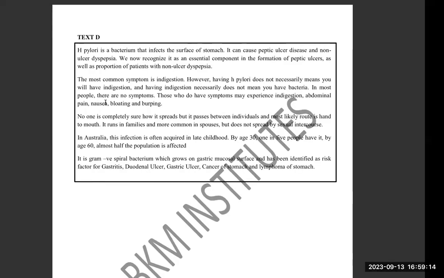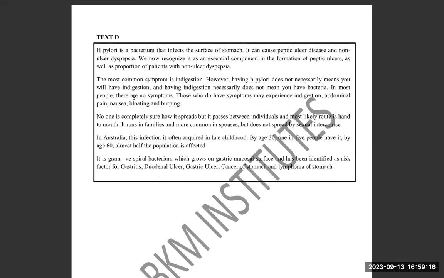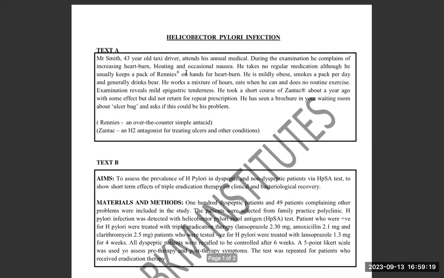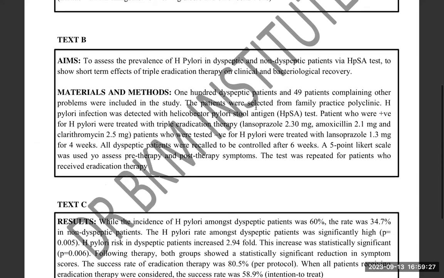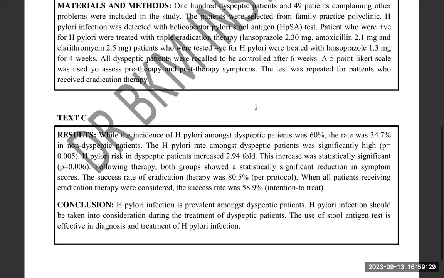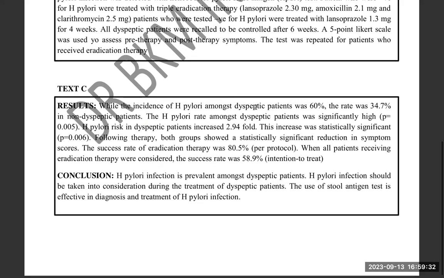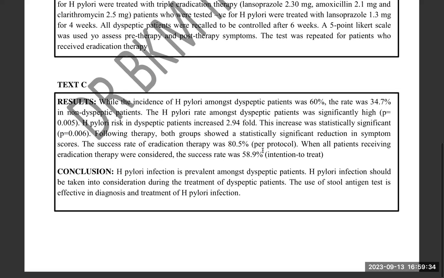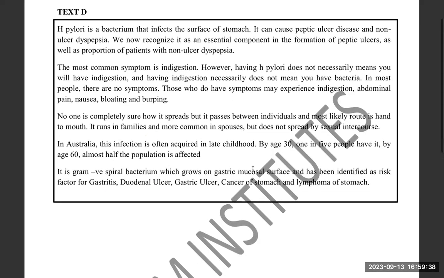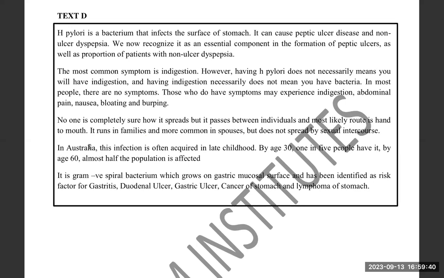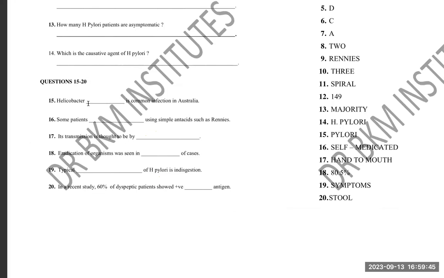Helicobacter dash is a common infection in Australia. So Australia is my keyword. Australia, I should be able to see very easily. The word Australia is not over here, not over here. Australia should be a very clear and conspicuous word. Conspicuous means it should be very easily readable or noticeable. So the word Australia should be there. Now I have figured out that it is in paragraph D. I just need to see where exactly.